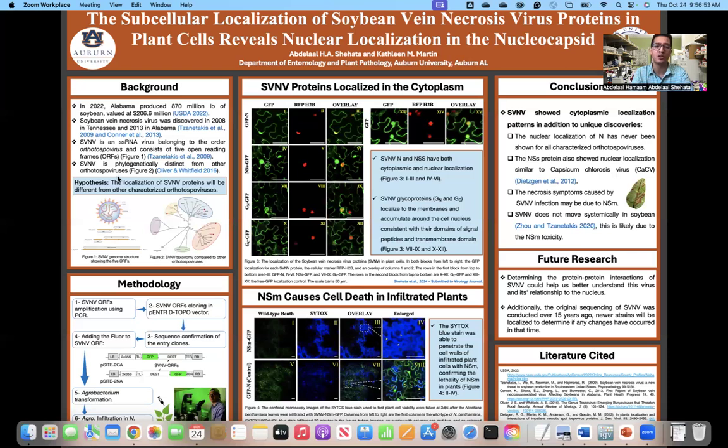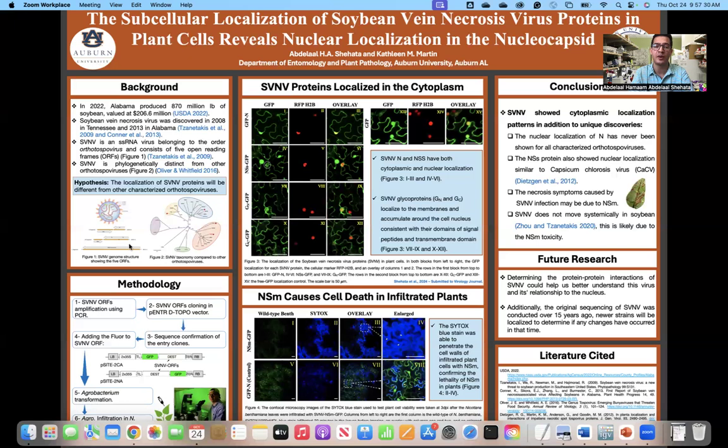This virus is composed of three main segments, as you can see here in the figure: the small segment, the medium segment, and the large segment. On the small segment, we have two open reading frames. The first one is the NSs protein, or the silencing protein, and the second one is the nucleocapsid protein, or the N protein. On the M segment, we also have two open reading frames. The first one is the movement protein, or the NSm, and the second one is the glycoproteins, or the GN and GC proteins. Finally, the large segment has the RdRp polymerase protein.